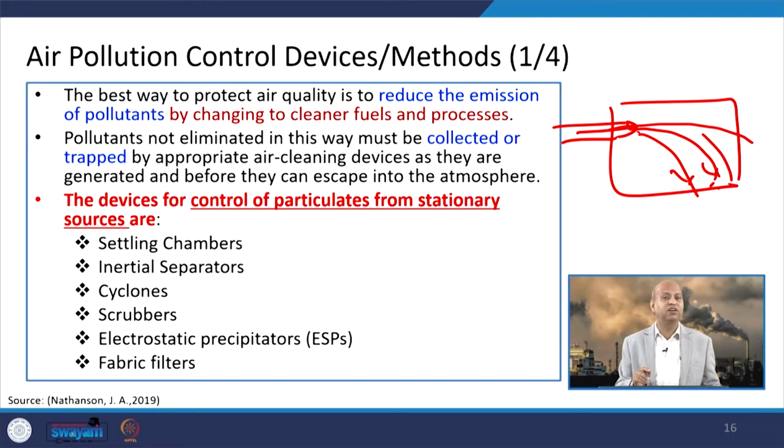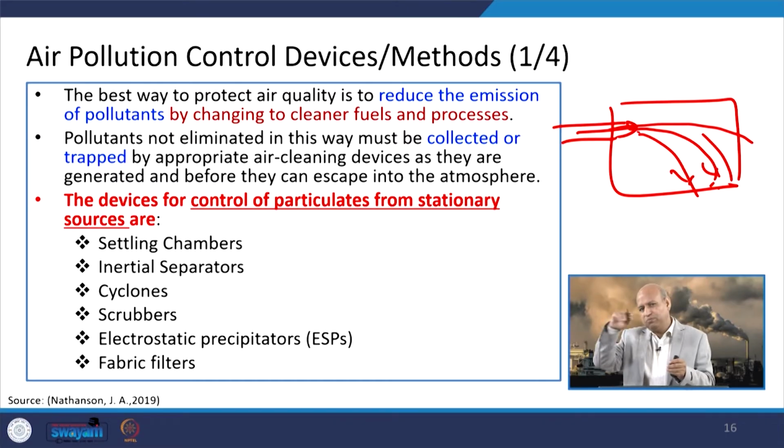But this is an important activity when we want to reduce the load on the secondary devices. If you are using expensive devices to control, then it is better to have settling chambers if possible, but they require a lot of space, so they are not so popular in cities where land cost is very high. Then inertial separators are there, by inertia, meaning by impaction, and we will see what kind of separators those are. Then cyclones can be there, scrubbers can be there.